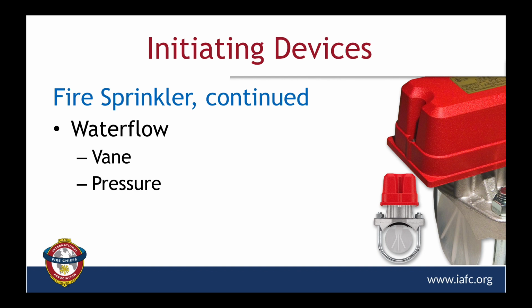Looking at vane type water flow detectors, they detect water flow when the sprinkler head activates, obviously causing the water to flow in the piping system, which moves a vane or a paddle that's located inside the pipe, and it's connected to the water flow switch, which is mounted on the outside of the pipe. Now, after an adjustable retard period, and this is to compensate for normal water surges, the water flow switch will send an alarm signal to the fire alarm system.